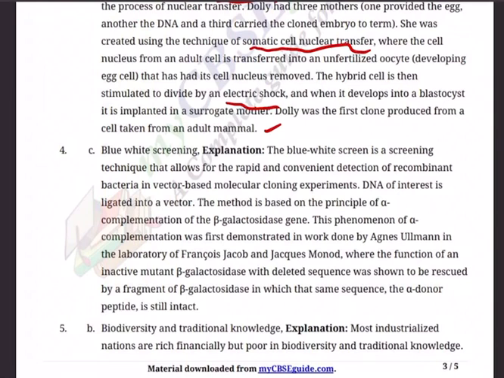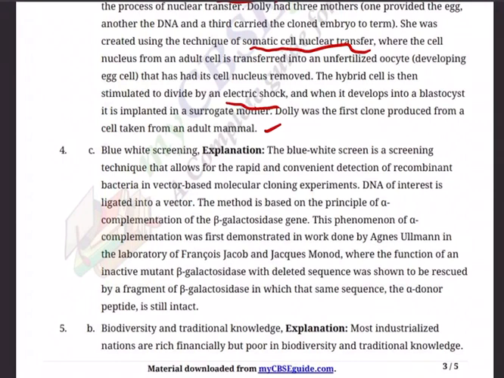Question 4, C, blue-white screening. The blue-white screen is a screening technique that allows for the rapid and convenient detection of recombinant bacteria in vector-based molecular cloning experiments. DNA of interest is ligated into a vector.